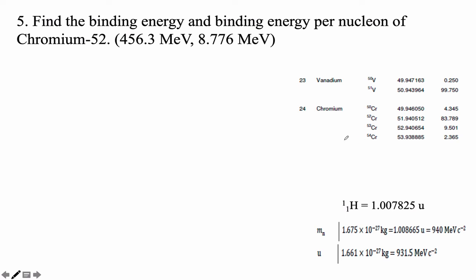All right, let's find the binding energy and the binding energy per nucleon of chromium-52. This is my 5th binding energy video in the space of 20 minutes here, so I'm getting a little crazy. All right, so chromium means that it's got 24 protons, right?